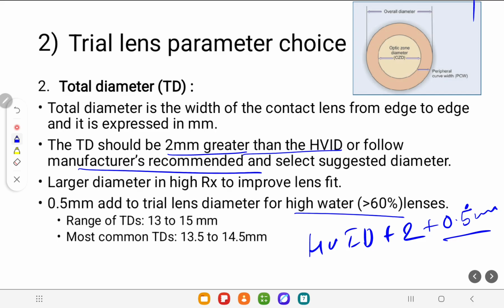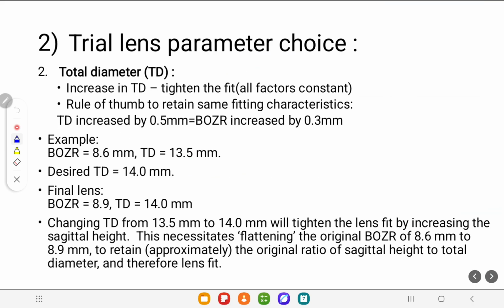So in many trial lenses, we do not have the freedom of selecting a total diameter. 99.99% of the time we have freedom of selecting the base curve, but very few times do we have freedom of selecting total diameter. Many of the times, total diameter is fixed. And then, how to select the total diameter.